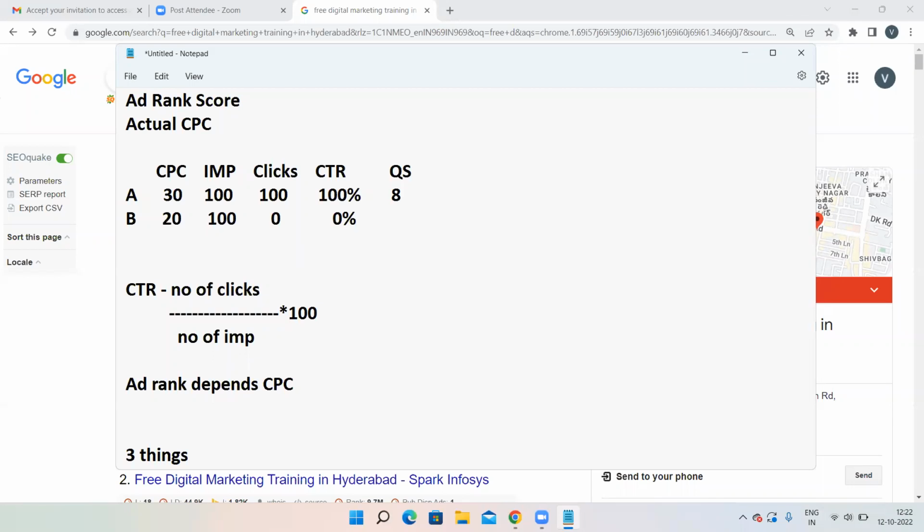8 marks. I'm just assuming, guys, quality score will not be given by me or you. Quality score will be given by Google itself. We can't predict the quality score. It will be calculated by Google.